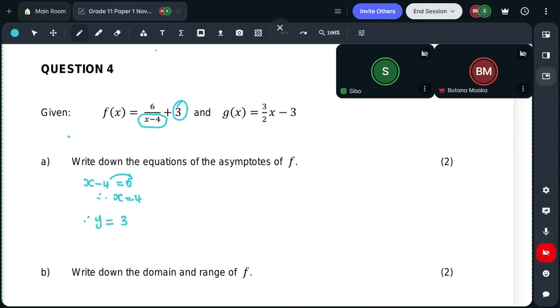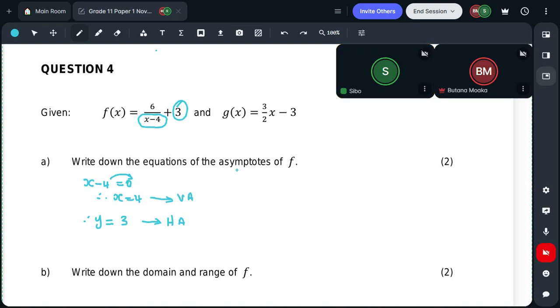So now, you need to understand which one is the vertical and which one is the horizontal. The one that cuts the x, we call it the vertical asymptote. I'm going to call this VA. And the one that cuts the y, we call it the horizontal asymptote. I'm going to call that HA. Are you happy on that? Do you understand how to find the asymptotes?